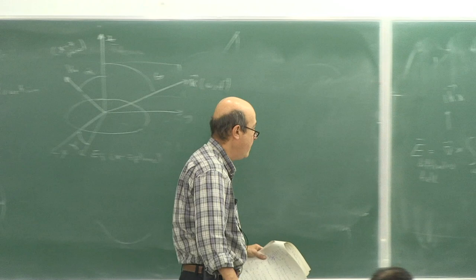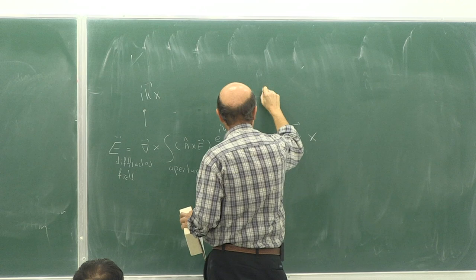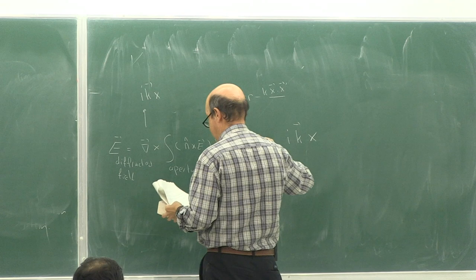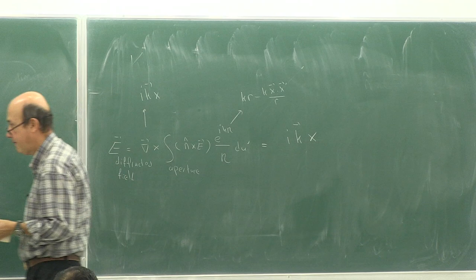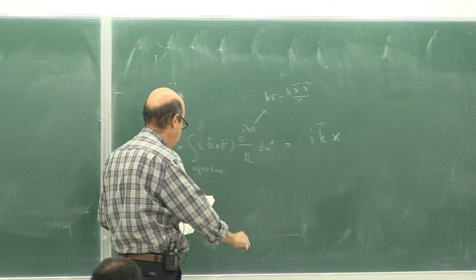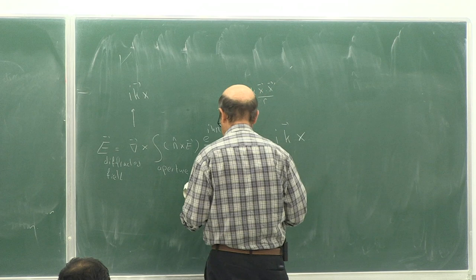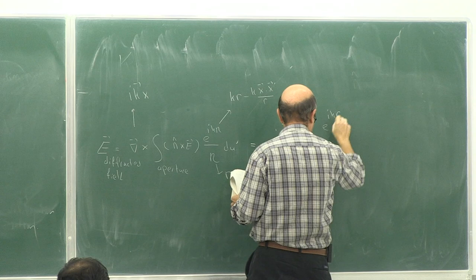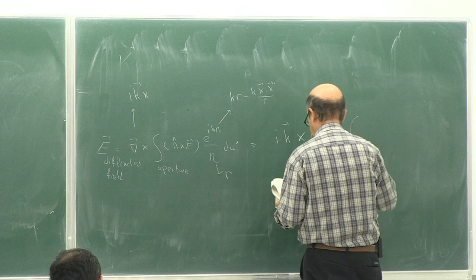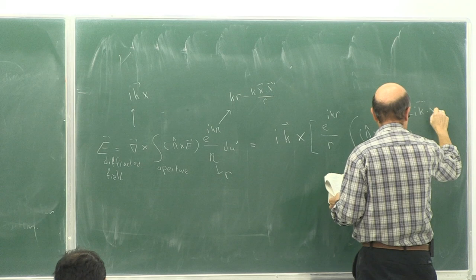So basically, for that term, kr is nothing but k small r minus k x hat dot x prime over r. And for the down term, which term is important? The 1 over r term is important. So that would be equal to ik cross e to the ikr over r. This is the spherical wave term. The integral of n cross E incident at the surface, e to the minus ik dot x prime, integrated over the surface.